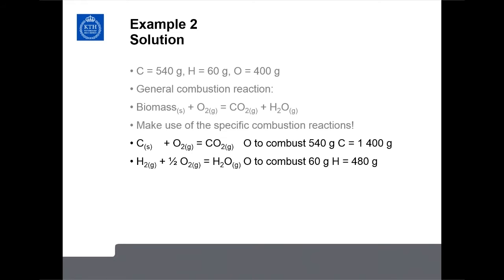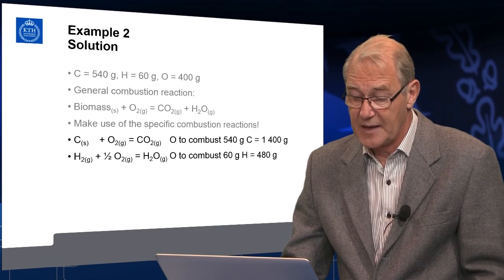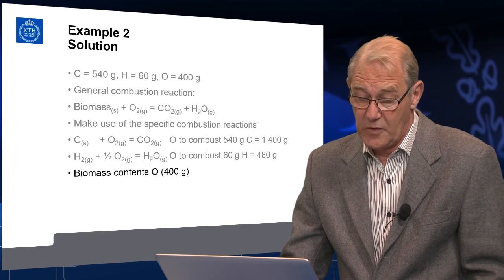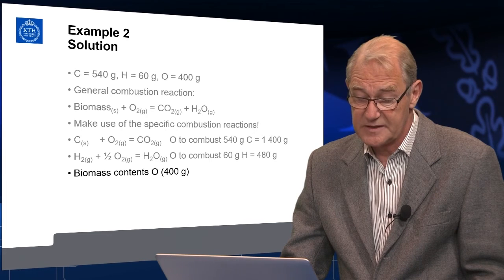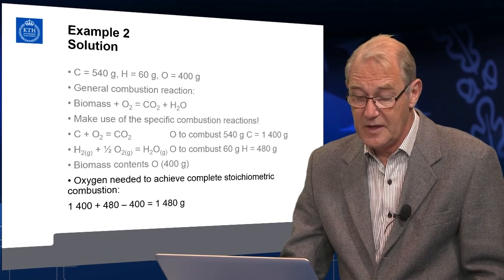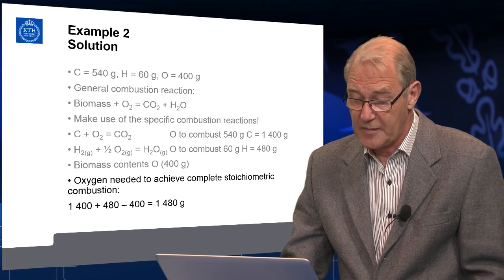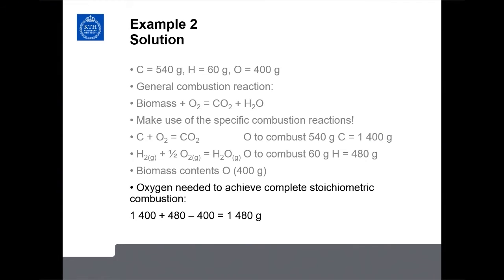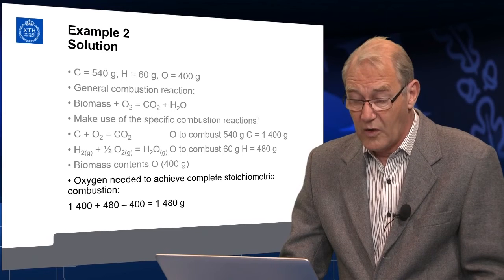And we see that the carbon needs 1,440 grams of oxygen, and the hydrogen needs 480 grams of oxygen in order to be stoichiometric combusted. But we saw in the previous slide that the biomass contains oxygen as well, 400 gram oxygen in the biomass. So we need to add together the previously calculated amounts from carbon and hydrogen and subtract the amount of oxygen that is already present in the biomass. And this gives the final result of 1,480 grams of oxygen.